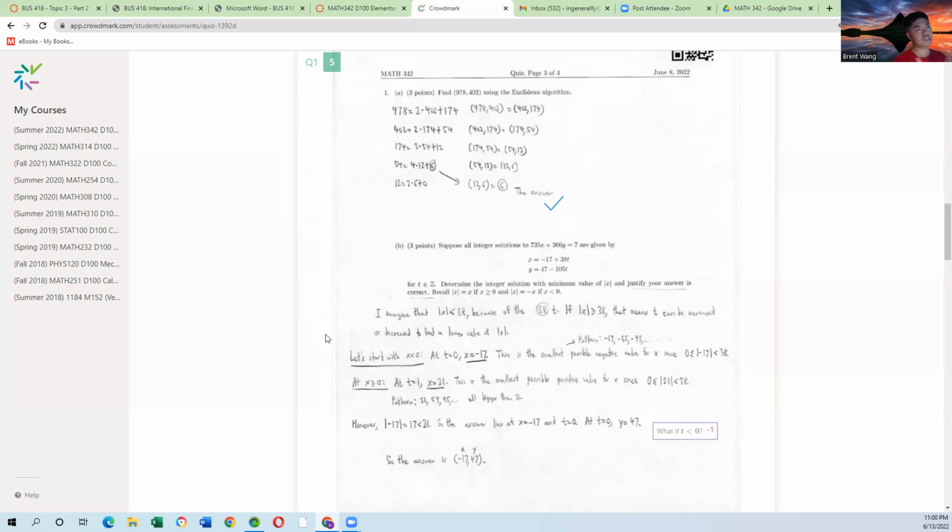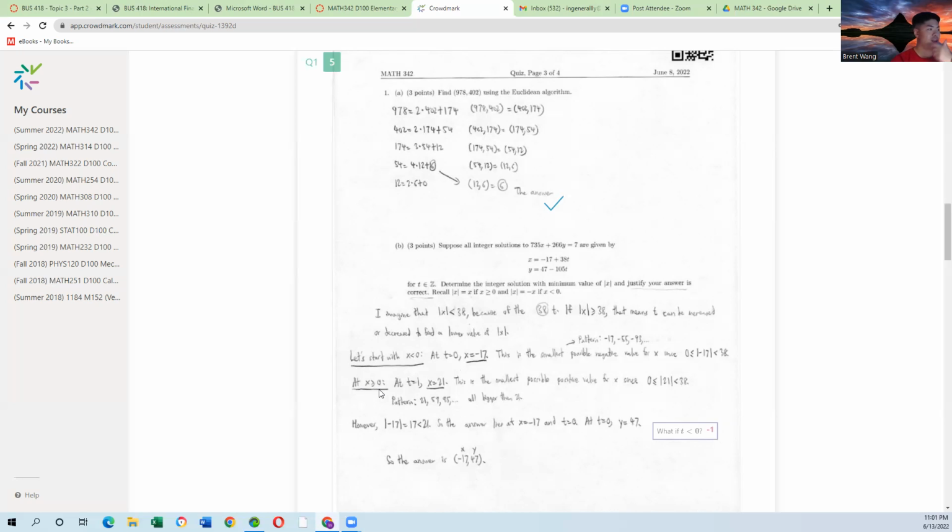Then I said, let's look at the negative side. If x was less than 0, at t equals 0 you would have gotten x is negative 17. This is the smallest possible negative value for x, since 0 is less than or equal to the absolute value of negative 17, which is less than 38. So negative 17 had the smallest absolute value in the realm of negative integers.